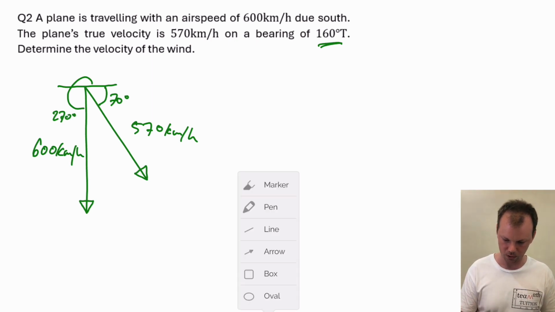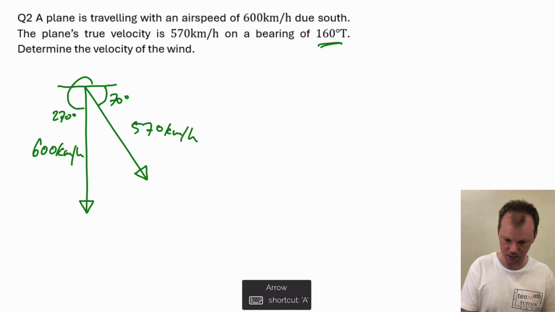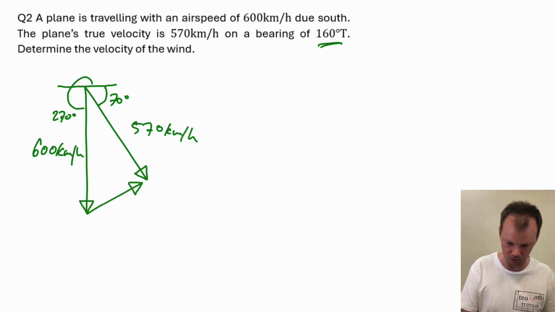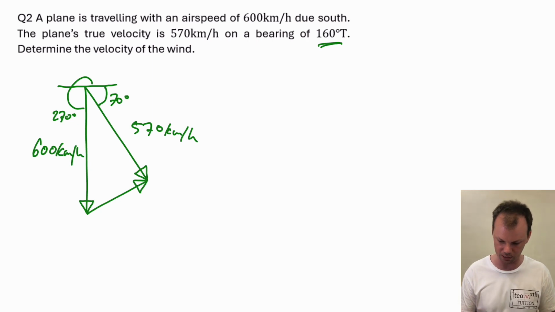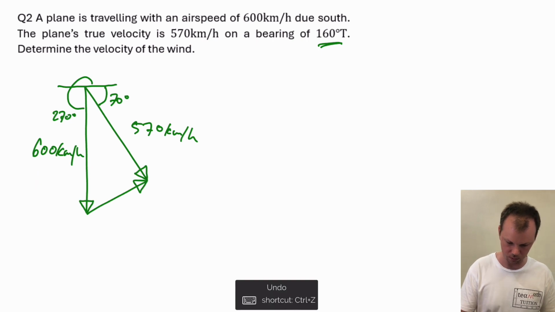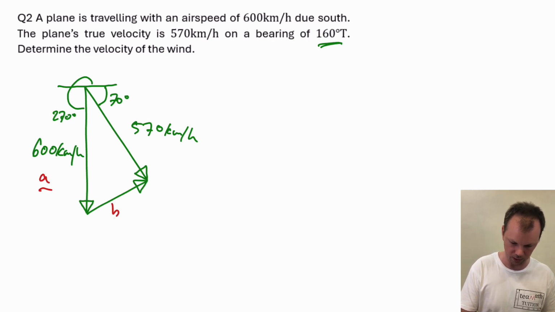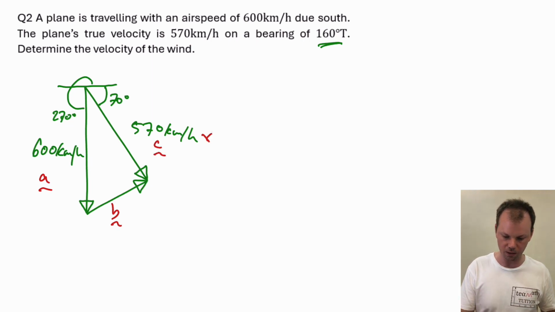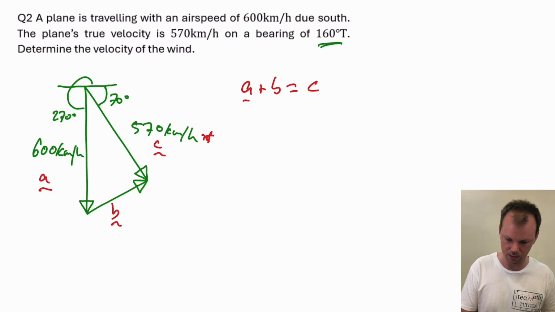And we've got the wind. So if this is the 600 kilometers per hour, the airspeed, and this one over here is the true velocity, the wind must be blowing this way, right? To blow it towards that direction. Let's call this A, B, and C. So the true velocity, the ground velocity, is the sum of the other two, right? So we've got A plus B equals C. But we're trying to determine B. So vector B is just going to be vector C minus vector A.